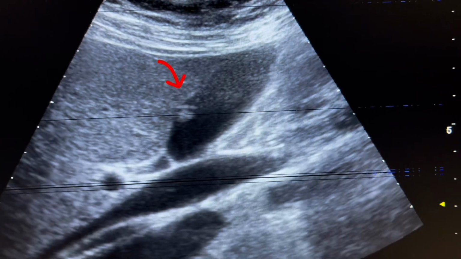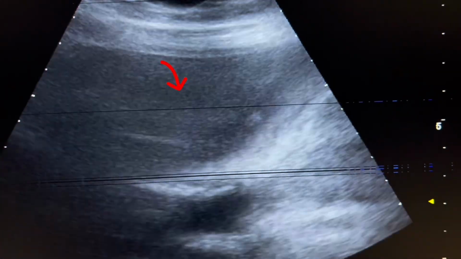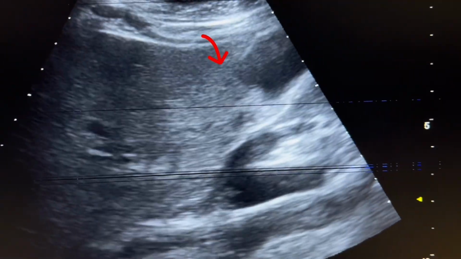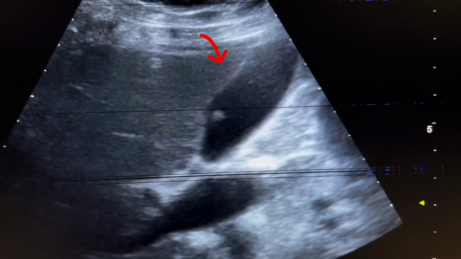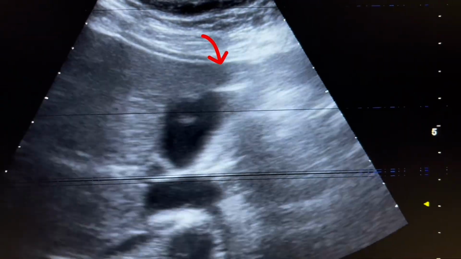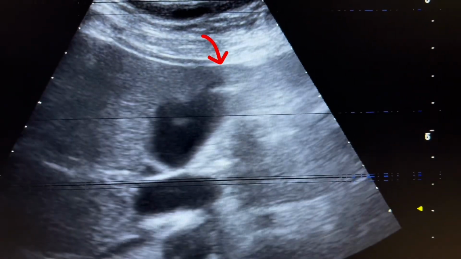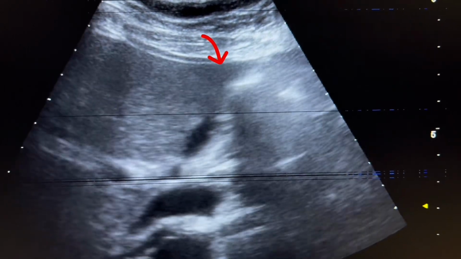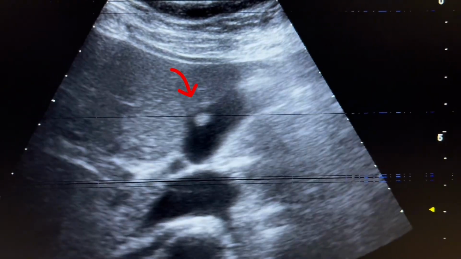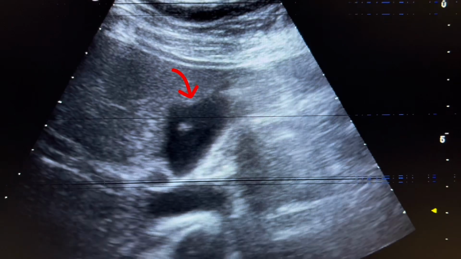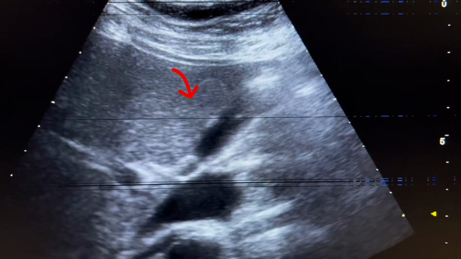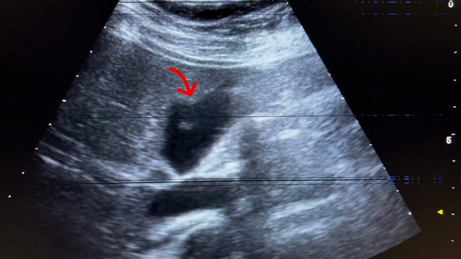Now rotating the patient to the left lateral side, placing the probe at the mid-clavicular line to scan the gallbladder. This lesion resembles a stone, but the shadows are not present.